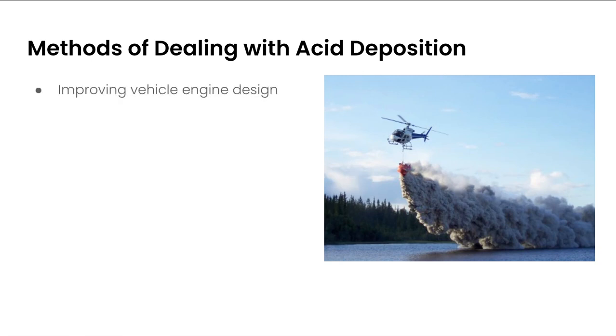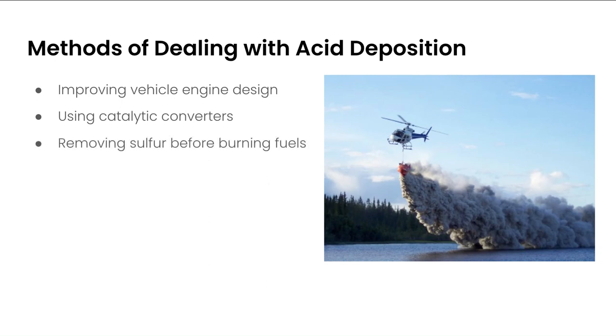Well, there are many, many ways that we can deal with it. First off, we can try to decrease the amount of acidic gases that we are pumping into our environment. So, we can do things like improving vehicle engine design, so we're not getting those nitrogen oxides being pumped into our environment. We can use things like catalytic converters to help with the sulfur. We can remove sulfur before burning fuels so that they're not causing as many sulfur dioxide gases to be produced.